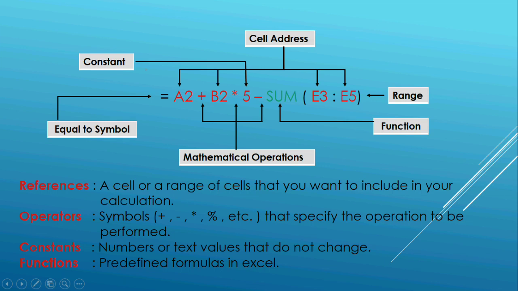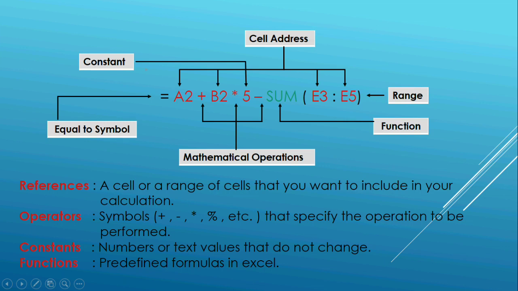Here you can see an example of a formula: equal to A2 plus B2 multiplied by 5 minus sum of E3 to E5. Here operators are there, cell addresses are there, constants are there, predefined functions, parentheses, cell range also, or cell references also we are using. This is an example of a formula.